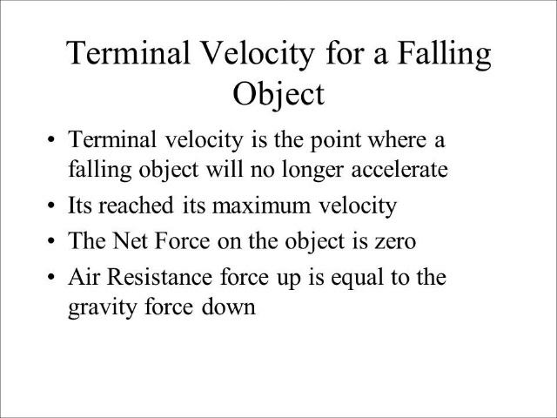Terminal velocity is the maximum velocity. It's a point at which net force equals 0 because the force of gravity down is equal to the force of air resistance up. In other words, as this object falls, it goes faster and faster, and we know when objects go faster that air resistance gets greater.